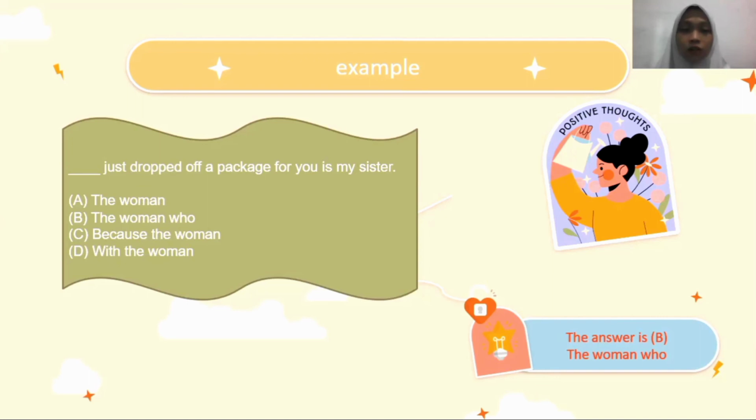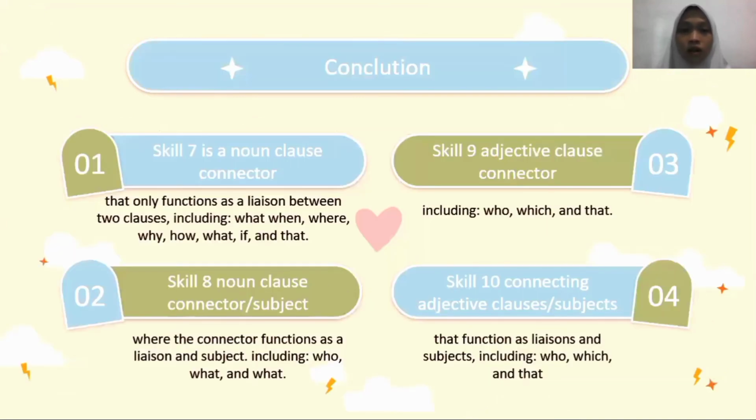The correct sentence should say, the woman who just dropped off a cake for you is my sister. In this sentence, woman is the subject of the verb is, and who is the subject of the verb dropped.